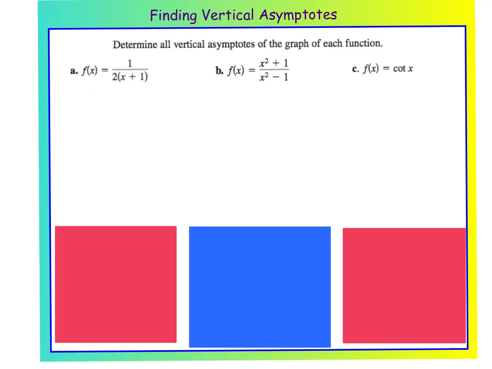All right, so let's look at this one. I got 1 over... you know what? We don't even need A. Are we cool with that? Yeah. Let's just skip to B. All right, so this first one, we got x squared plus 1 over x squared minus 1.